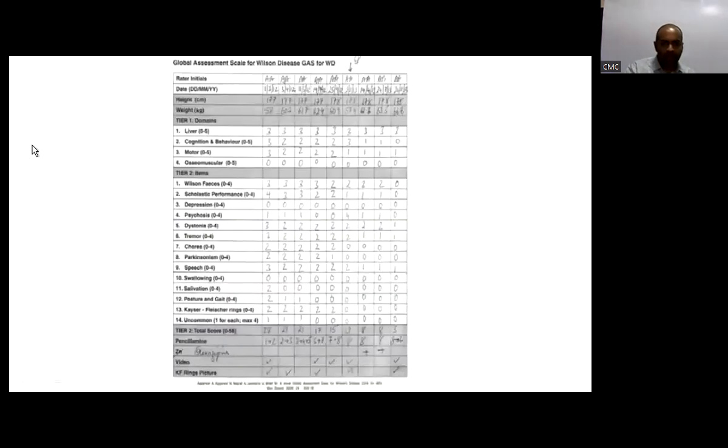So this is how the global assessment scale looks. We can have tier 1, tier 2, and the neurological manifestations are scored. You can see tier 2 has a total score. So we can see the patient improving clinically and also by the objective scale.